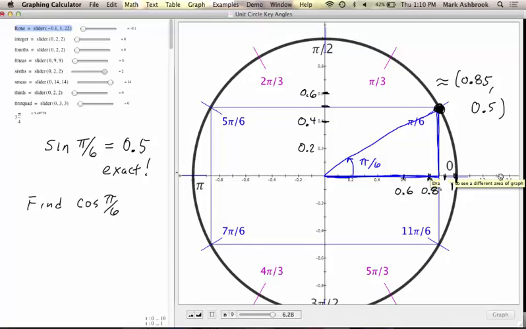So who is paying attention? You're going to do the same thing we did before for pi over 4. Try this one more time. All right, let's see if anyone's got it. Everyone should be working on this. You can't do it in your head. I want to see your work.